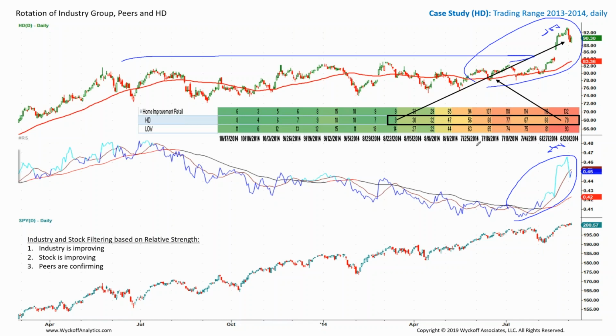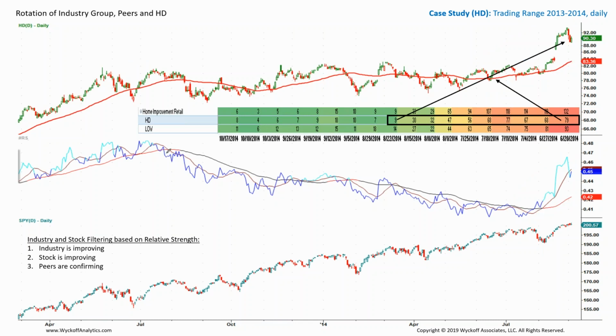So what other tools would we use? Well, we definitely want to use any type of heat maps. That should help you out as well. We want to look at the peers, meaning we want to look at the group and the peers in the group. So for the Home Depot, this was the home improvement retail group, and you can find that in StockCharts. You could find this group in a lot of other software. And then for this group, we have two stocks, Home Depot and Lowe's.